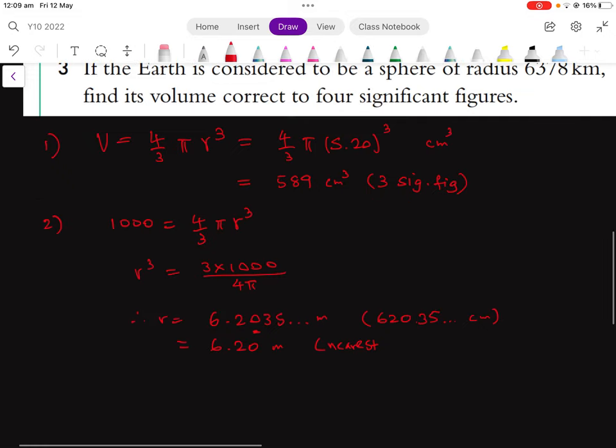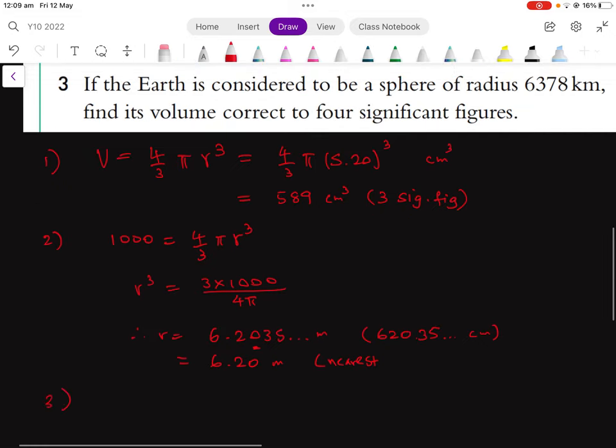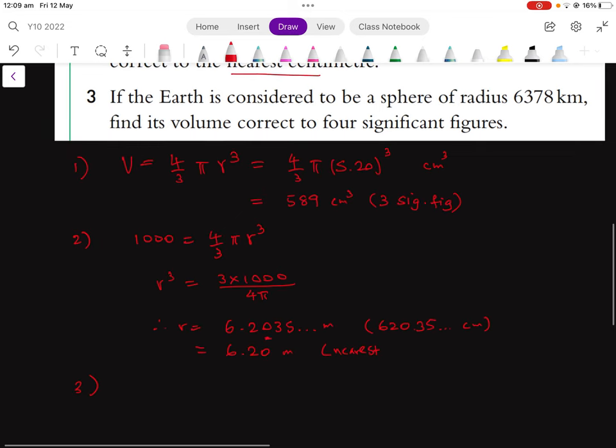Okay, let's look at the third one. The earth is considered to be a sphere of radius 6378 kilometers, and they're saying find the volume to four significant figures. The volume is 4/3 pi 6378 cube. My answer should be 4 into pi into 6378 to the power of 3, bracket, and then divided by 3.